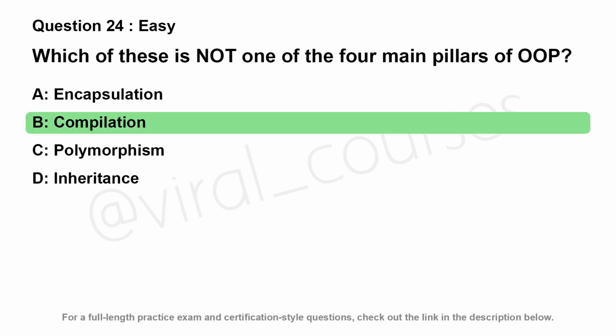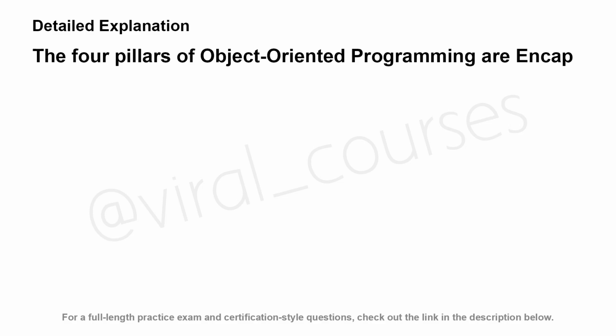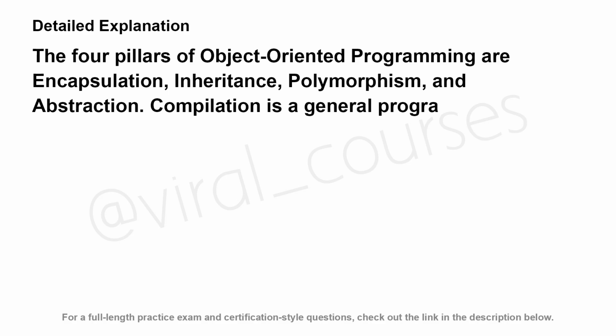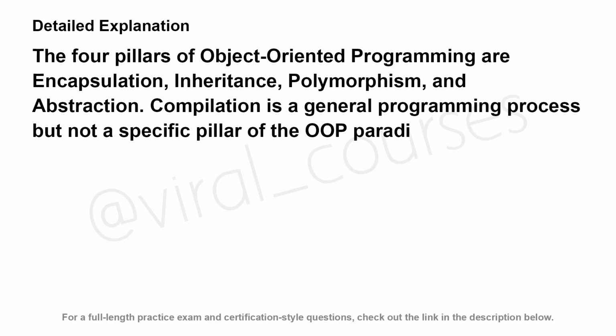The correct answer is B. The four pillars of object-oriented programming are encapsulation, inheritance, polymorphism, and abstraction. Compilation is a general programming process but not a specific pillar of the OOP paradigm.